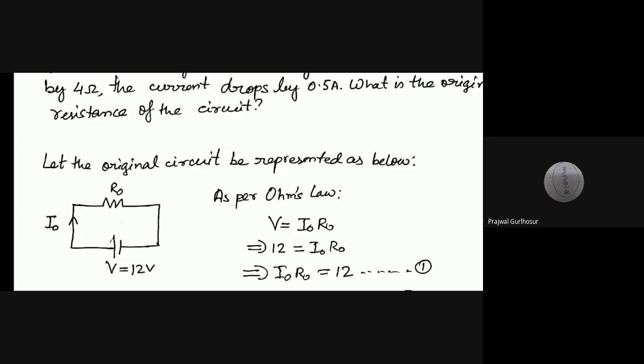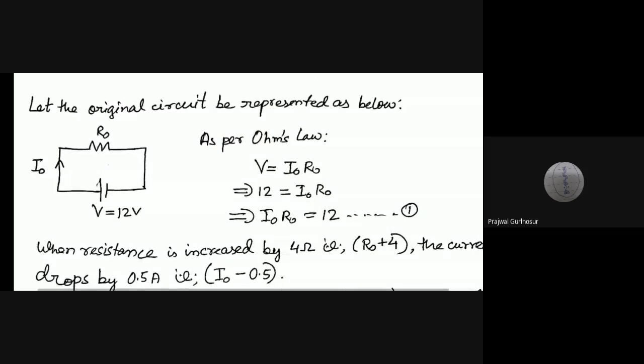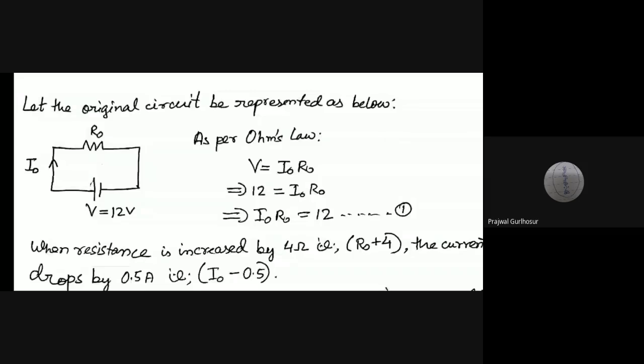Yes, ma'am. Okay, I'll just show you what I told. Resistance is increased by 4 ohm, so the new resistance is R naught plus 4, and the new current is I naught minus 0.5. Now write Ohm's law, the same equation V equals IR, with the new I and new R. New I is I naught minus 0.5 and new R is R naught plus 4. Now you write V equals IR here.